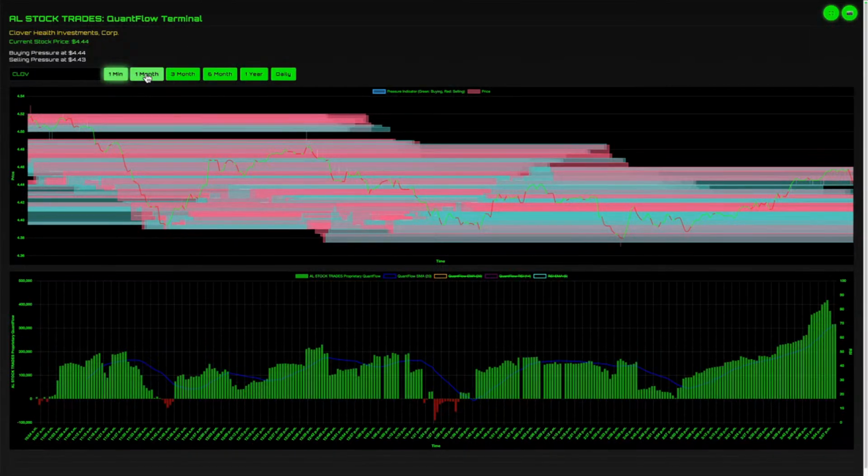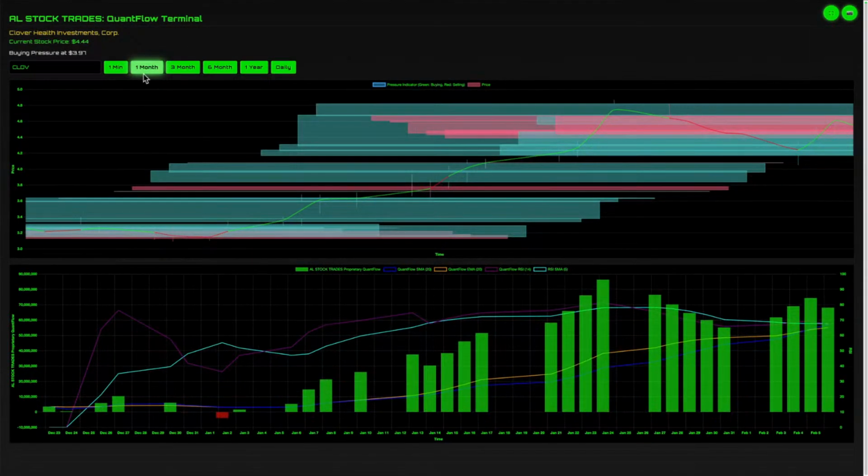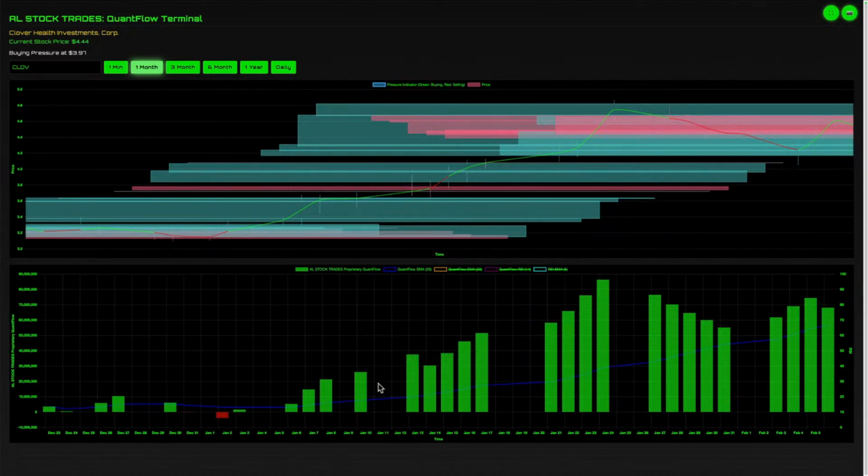Now, the cool part is you can adjust it for the month. So when you adjust it for the month, and again, now you see these little numbers start to change. This is called buying pressure. There's a lot of buying pressure at $3.97. And you can see from this line, we could go ahead and clean this up. We'll talk about these other lines here. Let's just clean it up. You can see ultimately that the All Stock Trades proprietary QuantFlow is above the blue line.